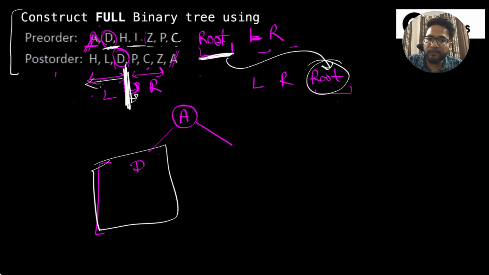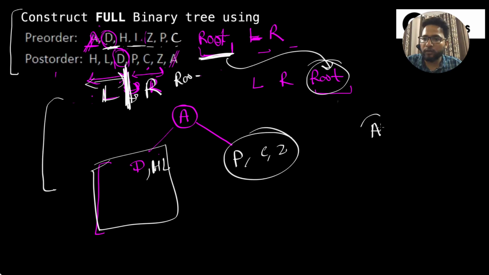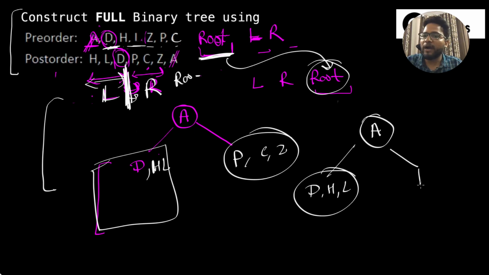So for the left subtree only DHL is there, right? And for the right subtree, since A is the root, and then left and then right, you will say that, okay, on the left HLD will be there, on the right PCZ will be there. So this one step is very crucial, where you will be determining the root and then left and then right. Okay, after that what you need to do? After that everything is easy. How? You can just apply the same thing recursively.